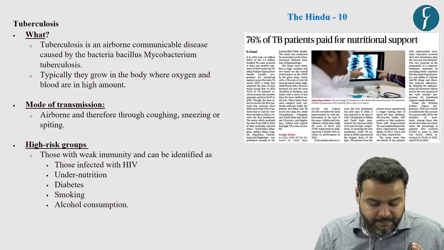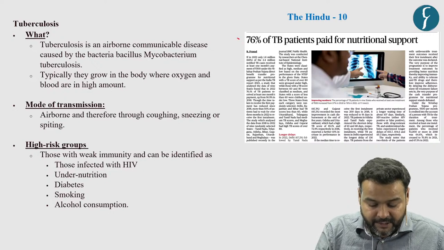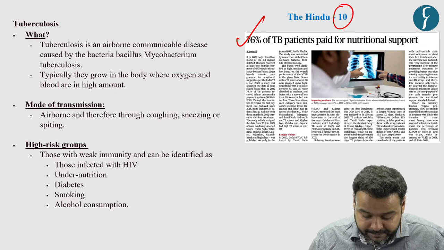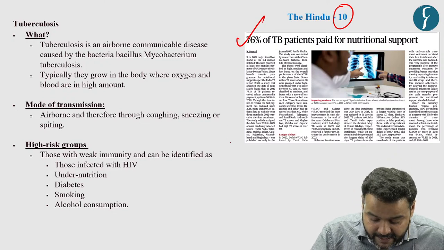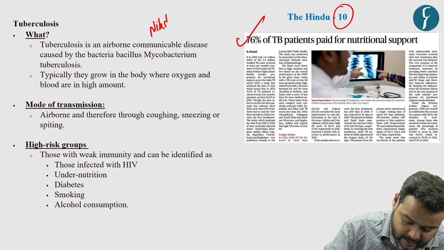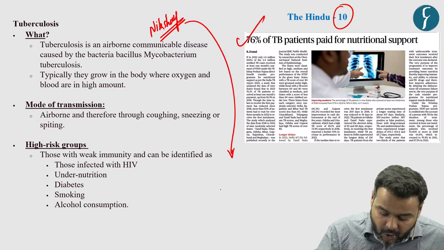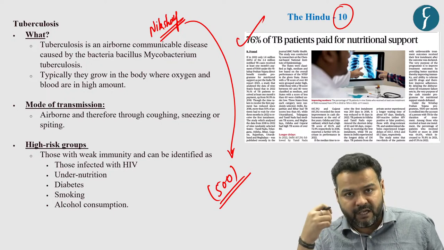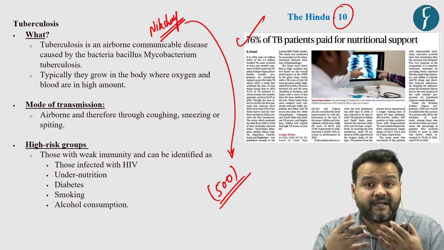Okay. So let's move on to the last topic of today's discussion, that is related to this news article, which featured on page number 10 of The Hindu newspaper. And this news article, if you know about this scheme, the Nikshay Poshan Abhiyan. In this, the government was to provide 500 rupees support to every TB patient for getting nutritious food for better recovery.